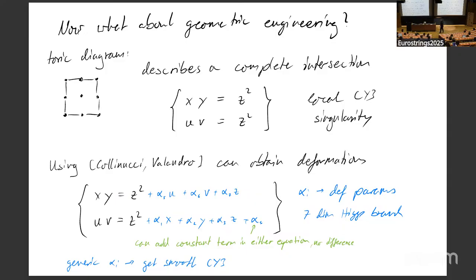And if I turn all of these alphas to some generic value, I have a completely smooth Calabi-Yau 3-fold now. And then we're on some generic point of the Higgs branch where we're just left with basically nothing anymore.